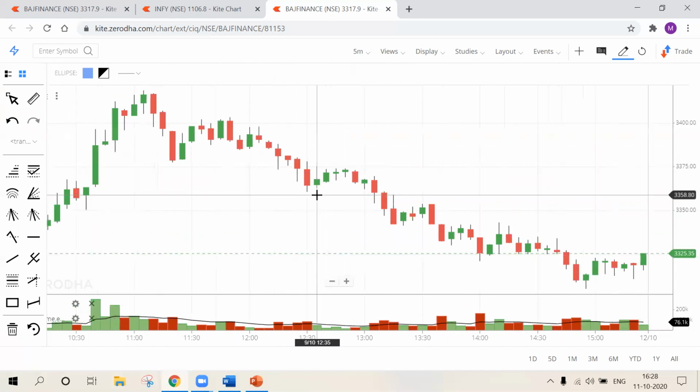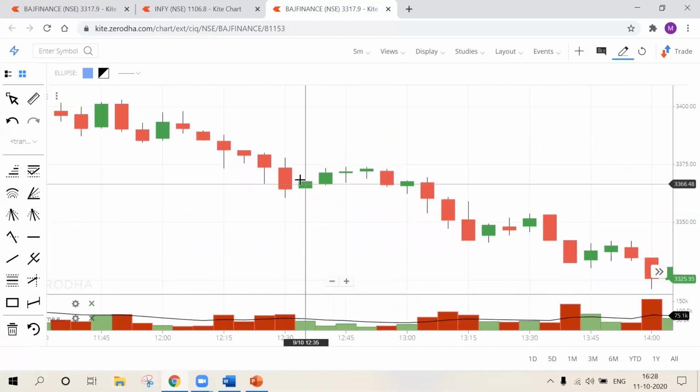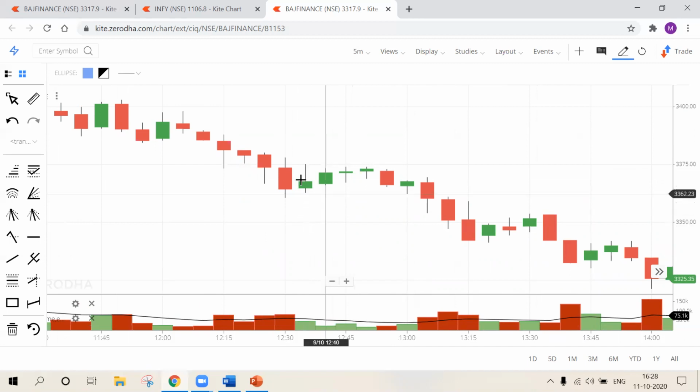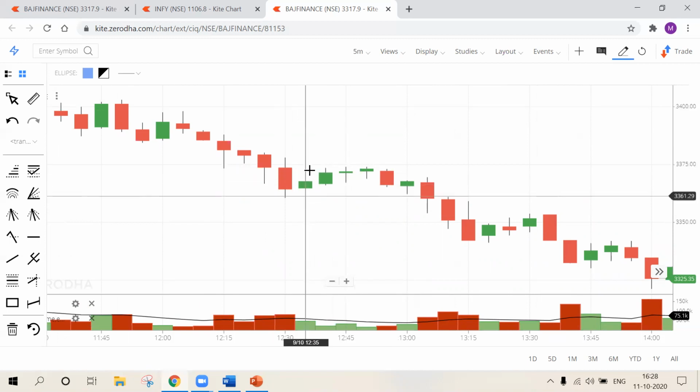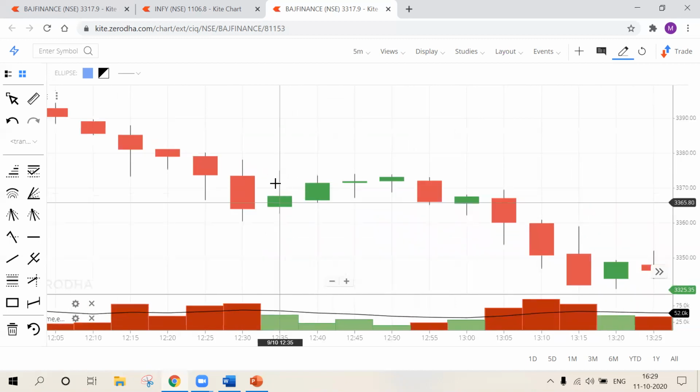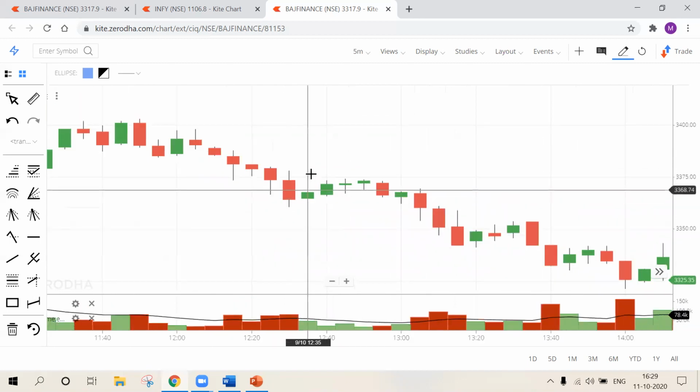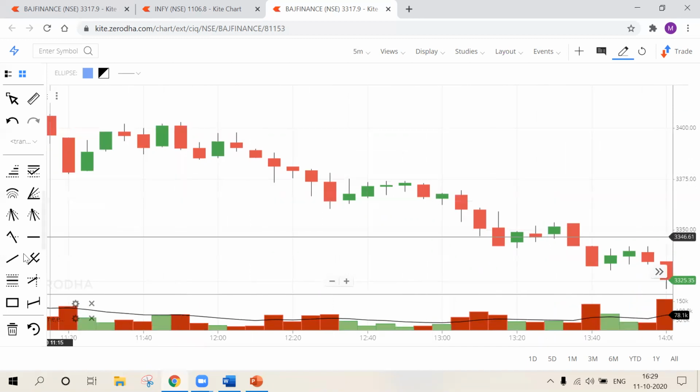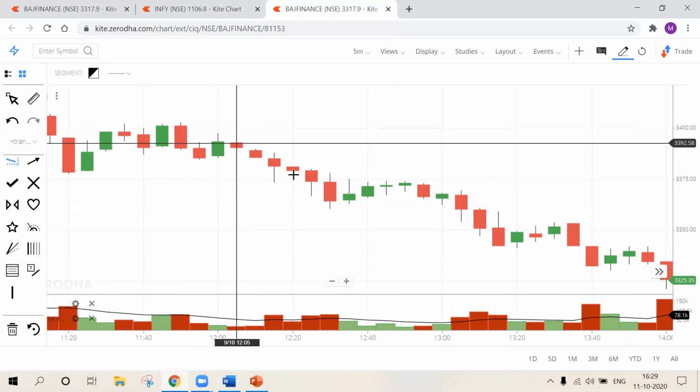Now look at this green candle. If the candle color is green, that means on that day, at that time, more number of buyers came to the market. Look at the x-axis. It shows 9th October 12:35 p.m. For that 5 minutes, more number of buyers came to the market. So the candle color is green. If more number of buyers come to the market, the color of the candle will be green. If more number of sellers come to the market, then the color of the candle will be red.